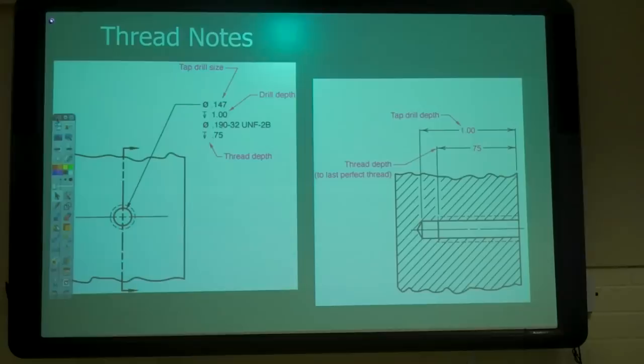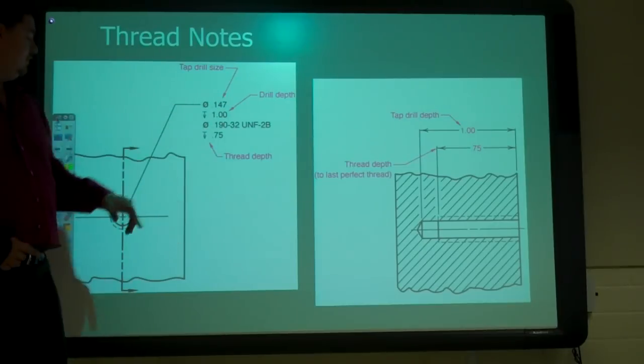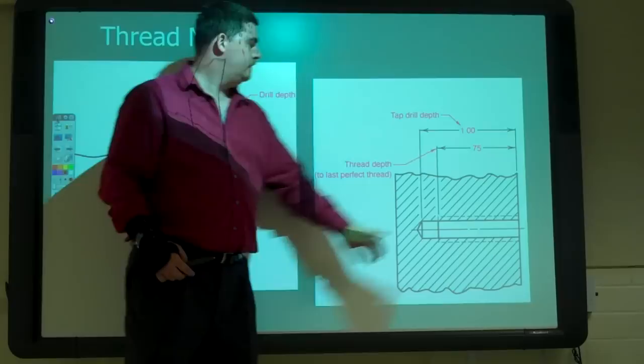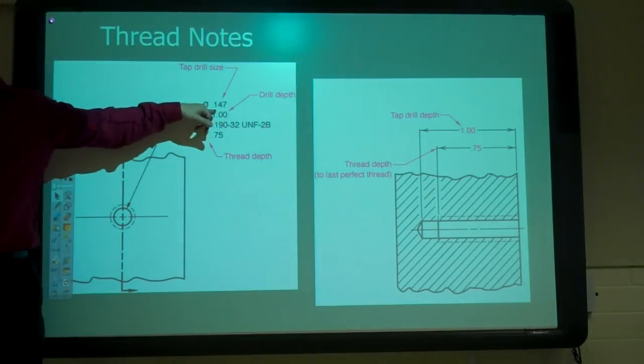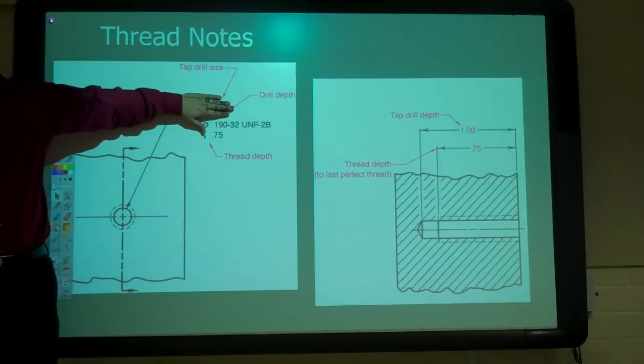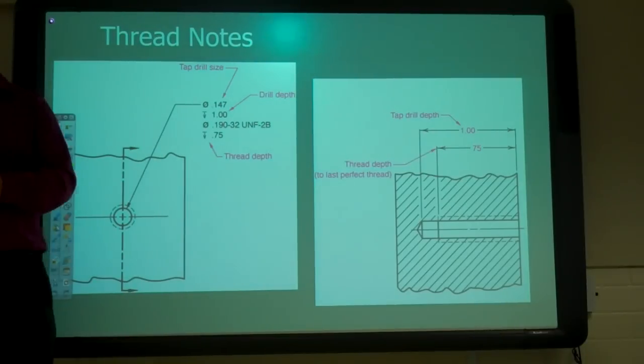So we can also expand that note out some more. We can also tell it the tap drill size. The tap drill is what makes the inside hole. So we can specify a tap drill size on a drawing. If there's no tap drill size specified, it just tells the thread, you go to a tap drill chart, and it's up to the machinist, whoever's making it, to figure out what size to drill the tap drill.